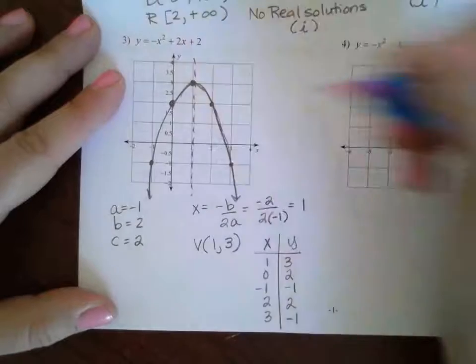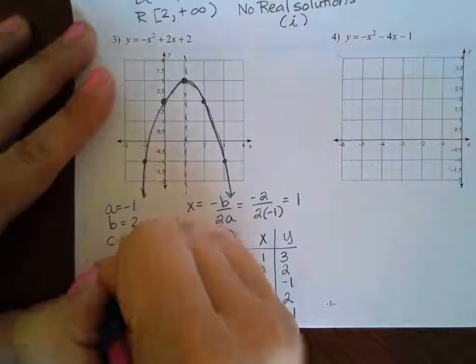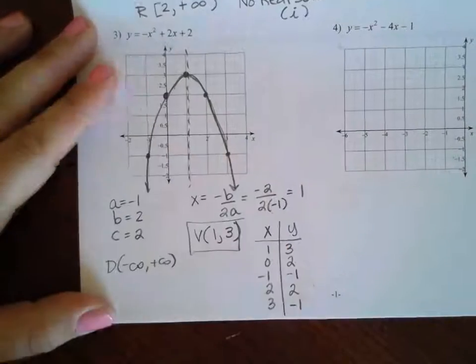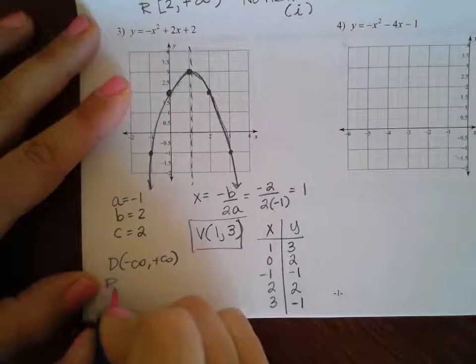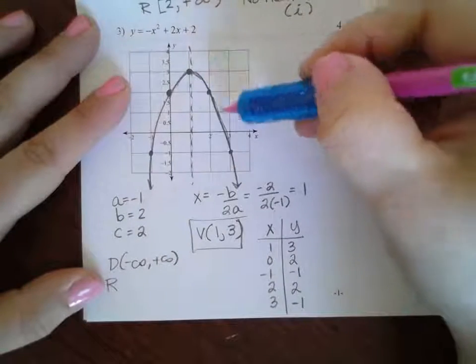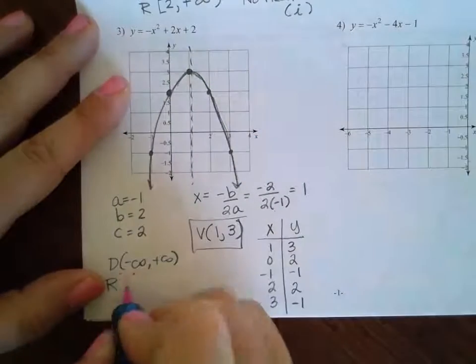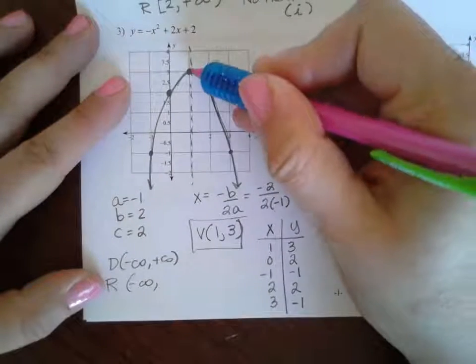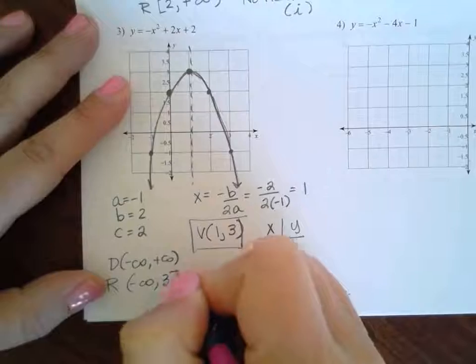Okay, so your domain, we got the vertex. Your domain will be negative infinity to positive infinity. Your range is how low to how high. So now this one's upside down. So the lowest point means it's going to be negative infinity all the way up to this high point right here, which is at 3.